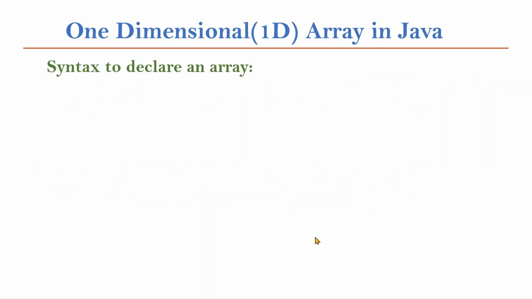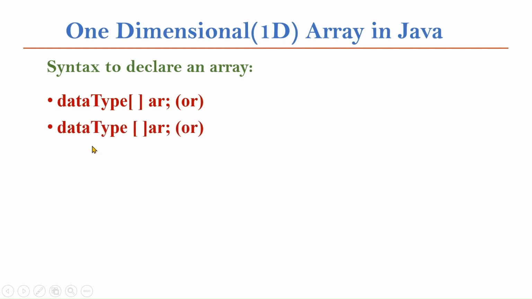Now coming to the syntax, how to declare an array in Java. Here this is a declaration of an array. So we write a data type, suppose it's an integer or float or double, and you need to write the square bracket, that is called a subscript, and space with the array name, followed by a semicolon. Or you can write like this also: the data type, then space, then the square bracket, and here you need to write the array name. There is no space in between this one. So this is one format of declaring.